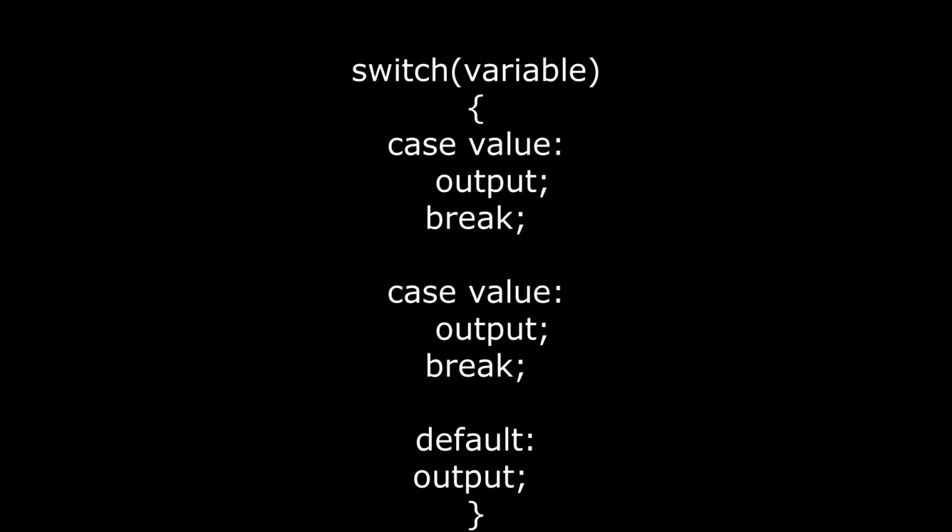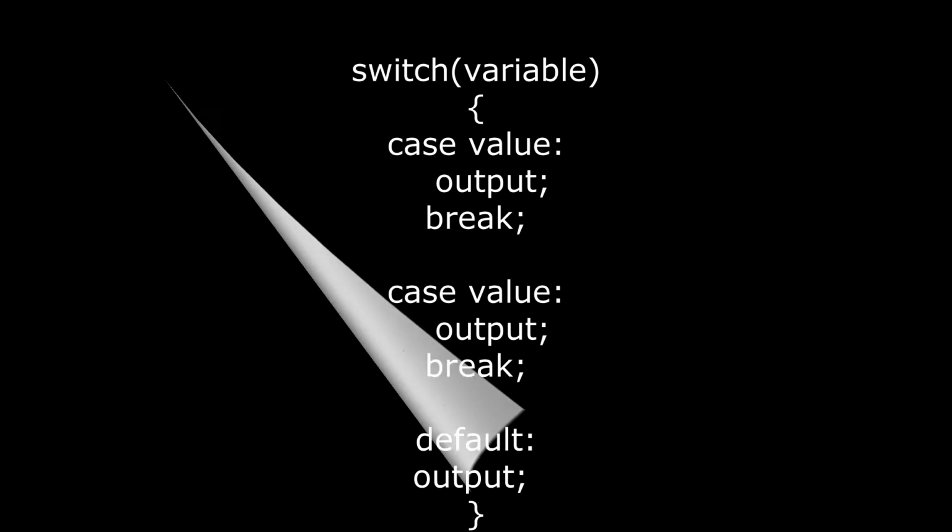Next is the case keyword, which includes the value we're testing the switch variable against. The output is what results if the case value matches the switch variable. Breaks are optional and only placed if we want to exit out of the switch statement. The default block is also optional and can be used to output something in the event that none of the case values match the switch variable. It's important to note here that the default block does not have to be placed at the end and can appear anywhere within the switch statement.